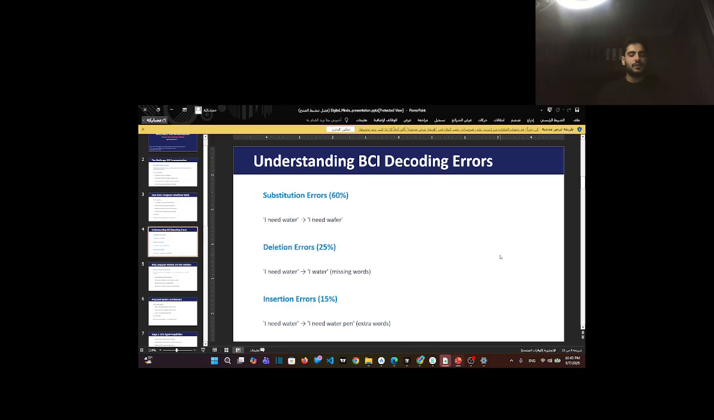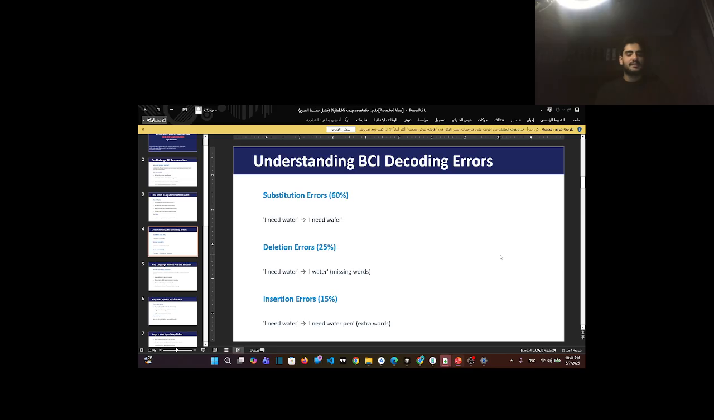In slide 4, understanding the BCI decoding errors. BCI decoding errors usually appear in three main forms. The first type is substitution errors, which are the most common. This means one word is replaced by another word. For example, "I need water" may become "I need wafer." This sentence is close, but the meaning becomes wrong.